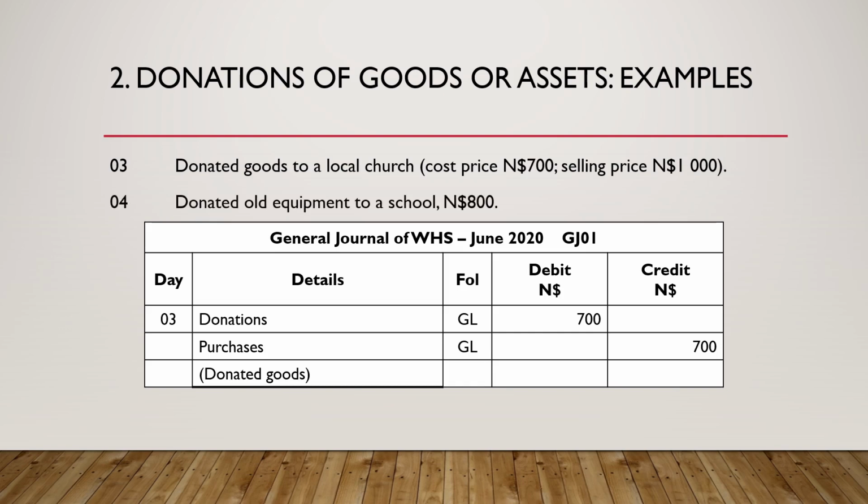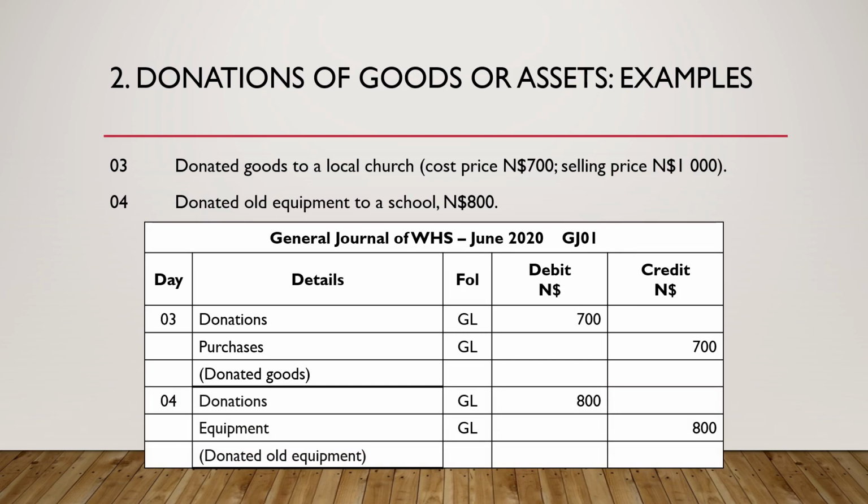The fourth, donated old equipment to school, $800 million. So account to debit on the fourth will still be donations, $800 million. And account to credit, what was donated, equipment with $800 million. And your narration is donated old equipment.